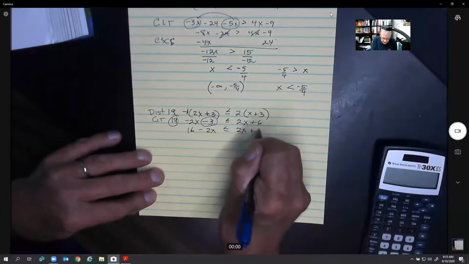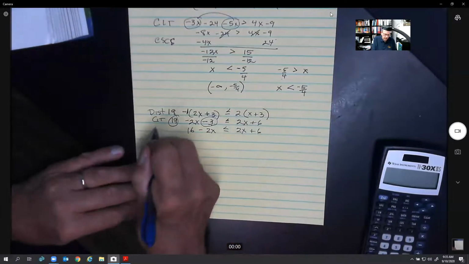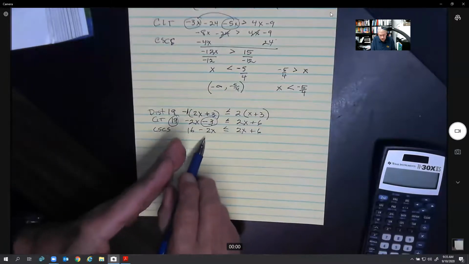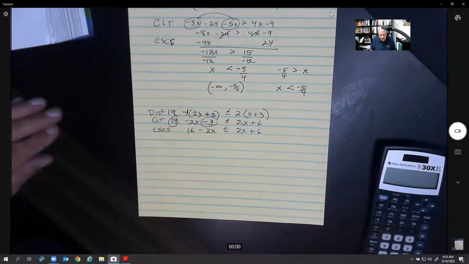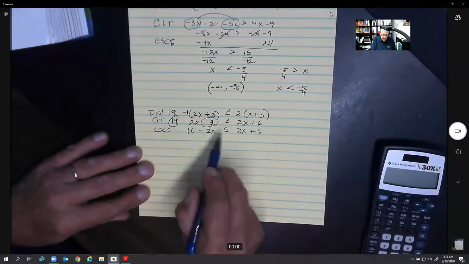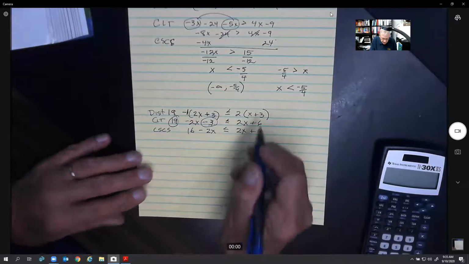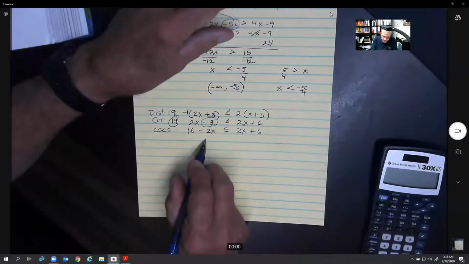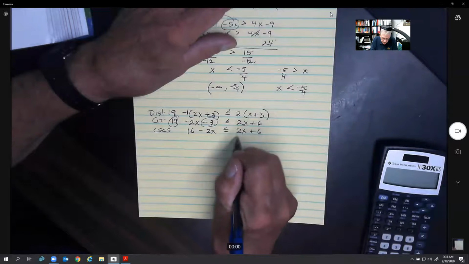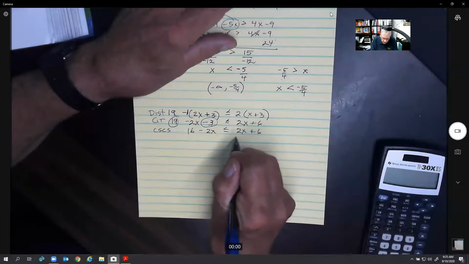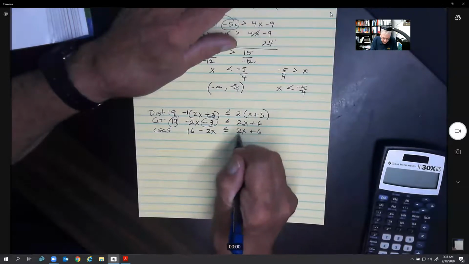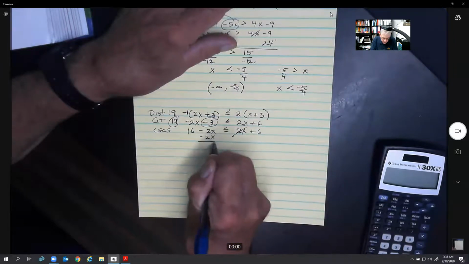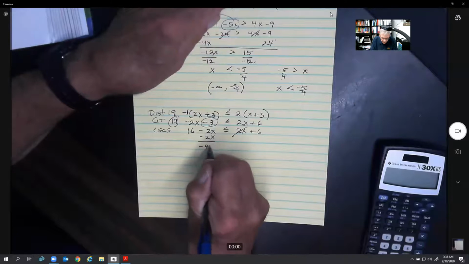2x plus 6. I'm going to do my little quick change signs. And you can also put plus 2x on both sides or whatever. I'm going to bring this 2x over to the left-hand side. I think it's easier to have your variable on the left side on these inequalities. So I'm going to subtract 2x from both sides, add a negative 2x to both sides. I cancel that. Negative 2x plus that is going to give me negative 4x.